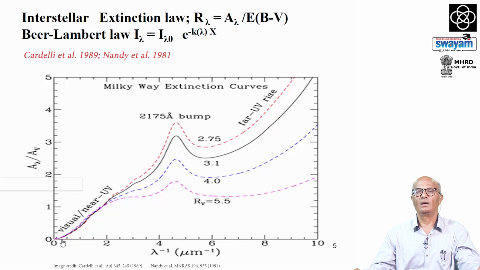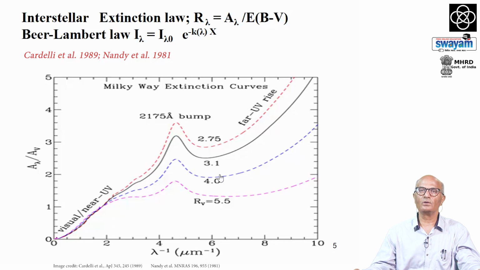So, as you can see, at a very large wavelength we have almost 0 attenuation, but as the wavelength decreases and we move from visual to near UV, the value of A lambda by A B starts increasing, and in the UV region, when we reach it, we find a bump, a feature which is very well known, near about 2175 angstrom. After that, again it started rising.